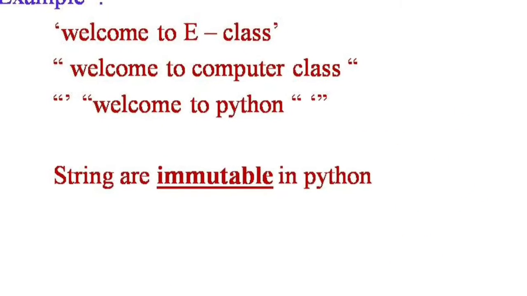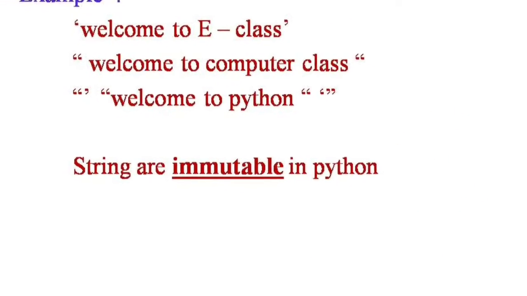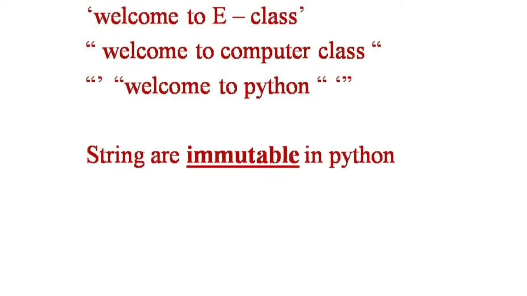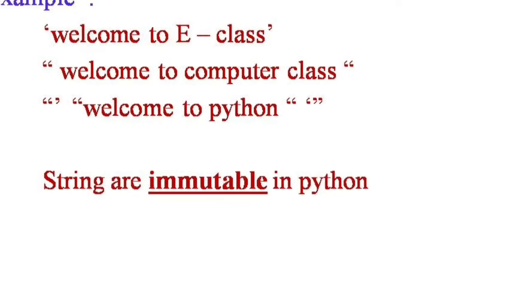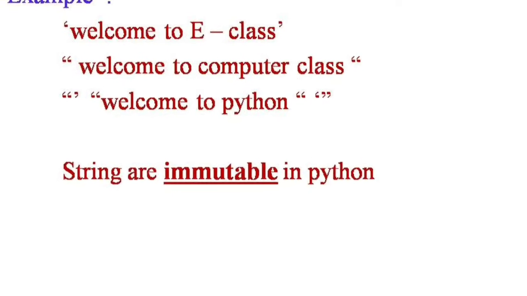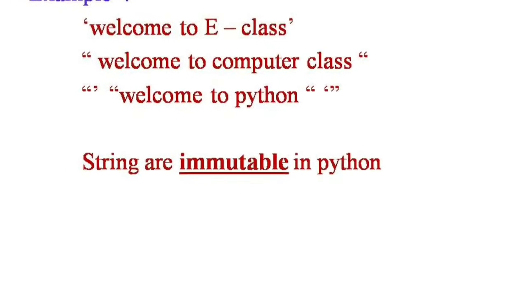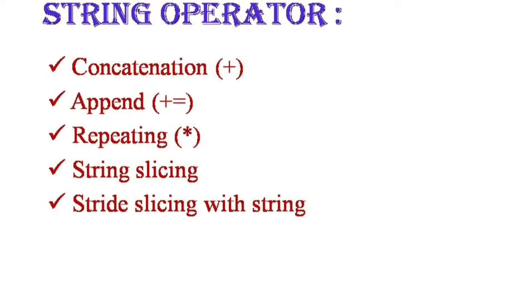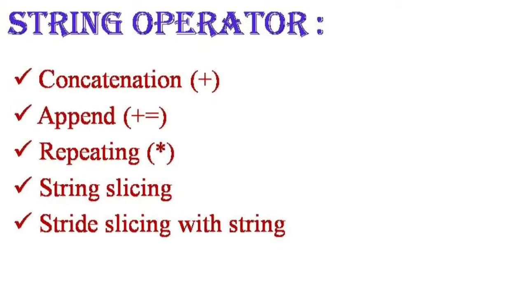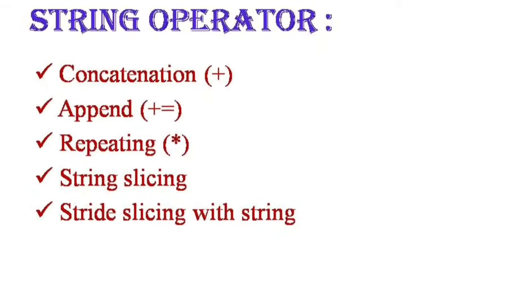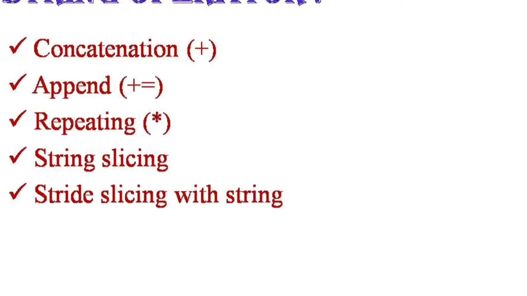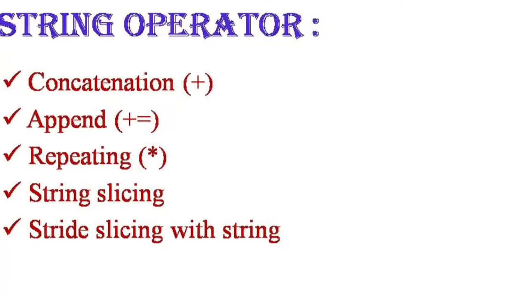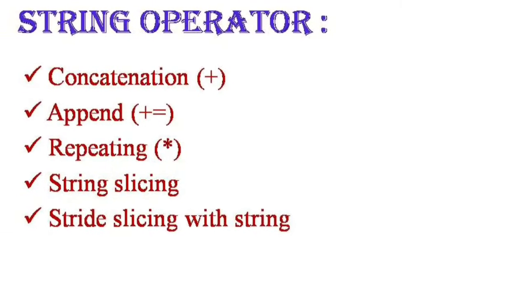These are the examples for string. It is given in single, double and triple quotes. Strings are immutable in Python. Next we have the string operators. The operators are concatenation, append, repeating, string slicing and stride slicing with string.